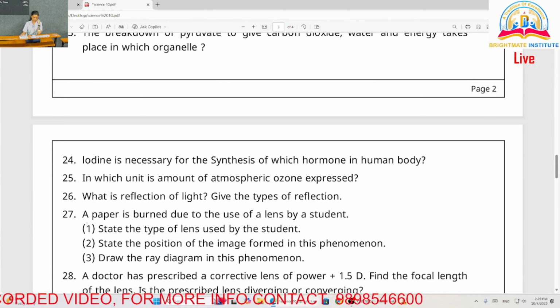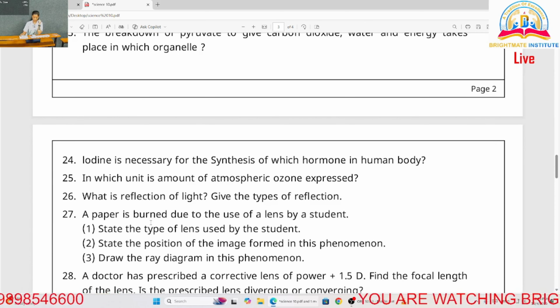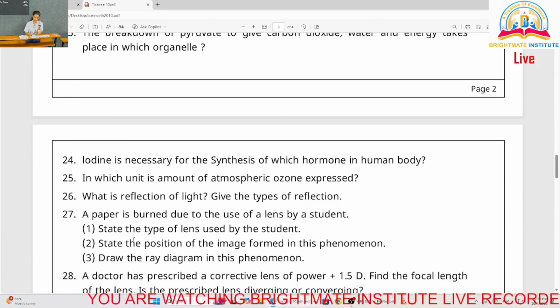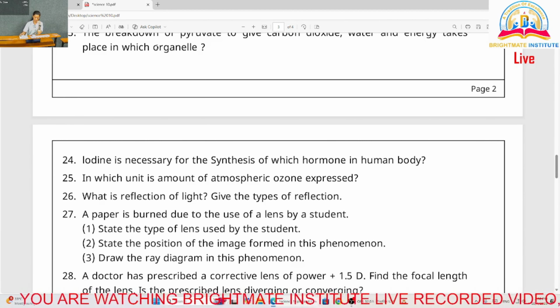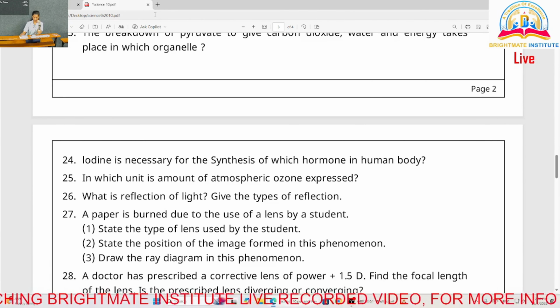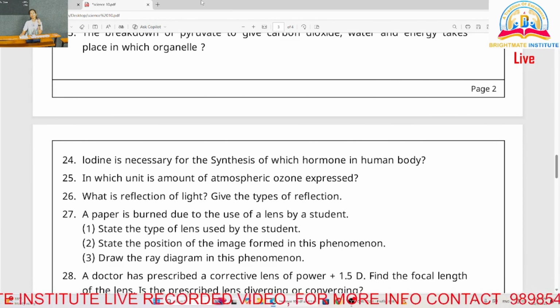Now 26th is what is reflection of light? Give the types of reflection. So reflection of light is what? The bouncing of light rays. So the bouncing back of light rays in the same medium is known as reflection, and the surface should be smooth. So the phenomenon of light rays bouncing back in the same medium on striking a smooth surface is called reflection of light. And reflection is again of two types, that is regular reflection and irregular reflection.